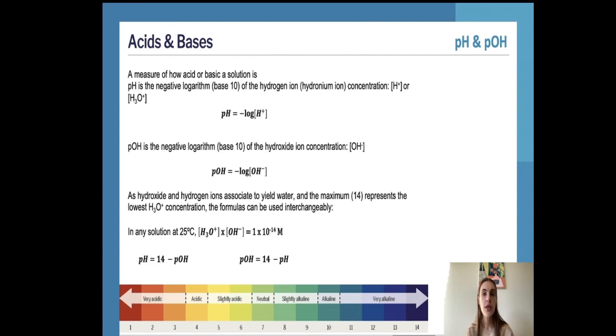So we can also use that to determine concentrations of hydroxide ions and hydronium ions at 25 degrees Celsius if we don't know the concentration of one, but we know the concentration of the other. This can help us convert between pH and pOH. We also have these formulas of pH equals 14 minus pOH and pOH equals 14 minus pH, which just helps us to easily convert between these.